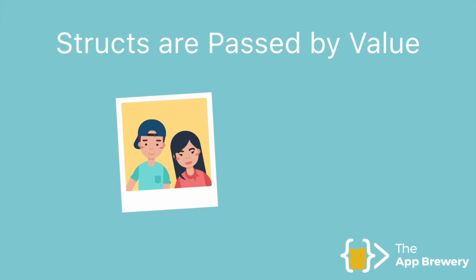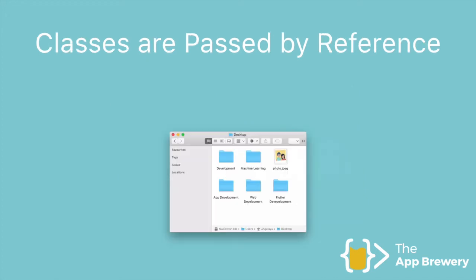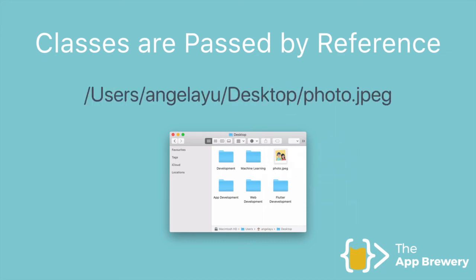So what that means is that if I had a photo and I wanted to give it to you, then I could make a copy of it and give you that copy. Now, classes, on the other hand, are passed by reference. So if I wanted to give you access to my photo, I would tell you where my photo is located. So I could give you the location of it on my computer. I could say it's under users/AngelaU/desktop/photo.jpg, and you'll find it there.